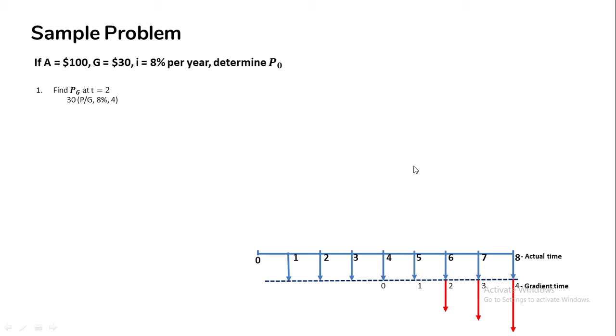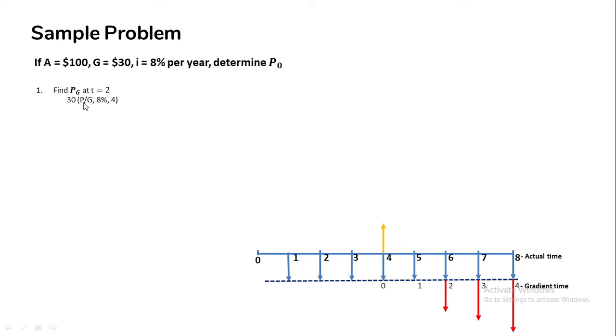So first we need to find the present worth of the gradient. As it was said earlier, the present worth is 2 years from the start of the addition of the amount of the gradient. So 1, 2. So this period is the present worth of the gradient.